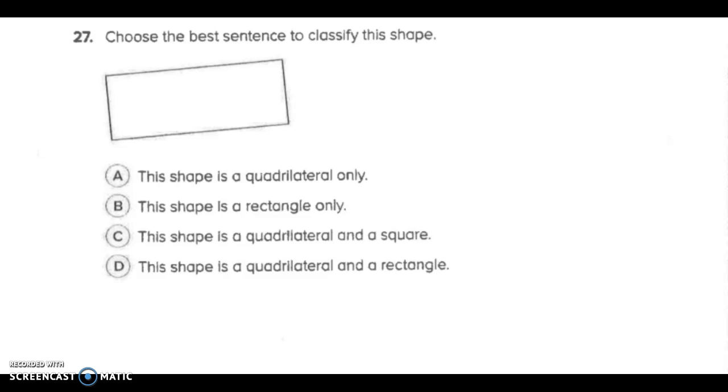Number 27. Choose the best sentence to classify this shape. A. The shape is a quadrilateral only. B. This shape is a rectangle only. C. This shape is a quadrilateral and a square. D. This shape is a quadrilateral and a rectangle.